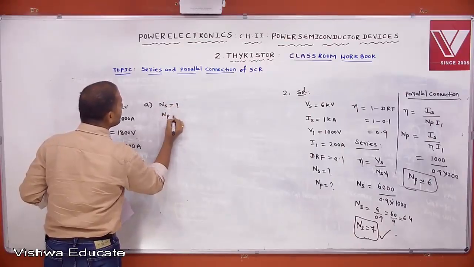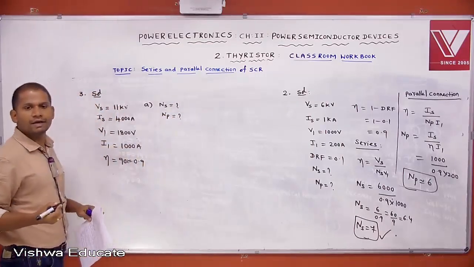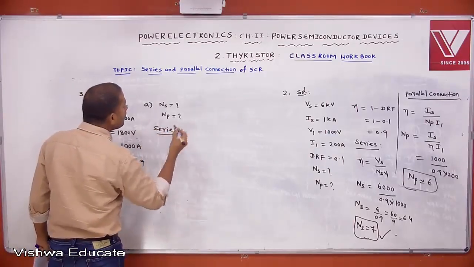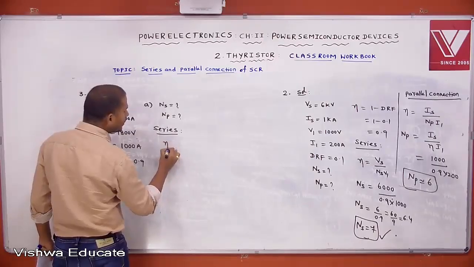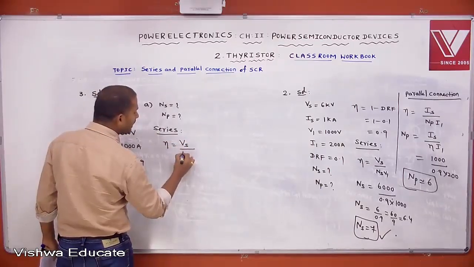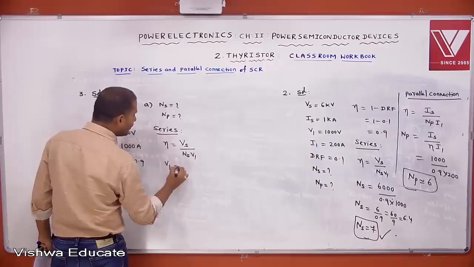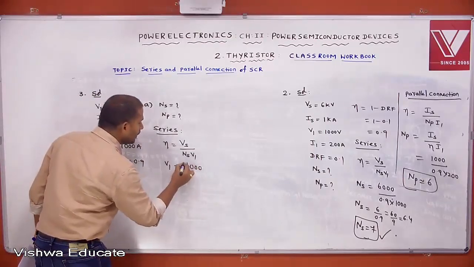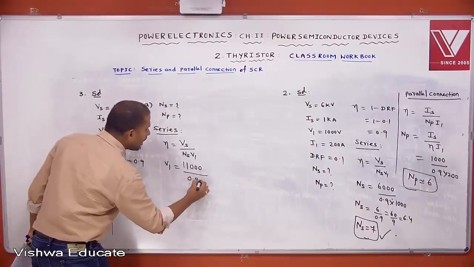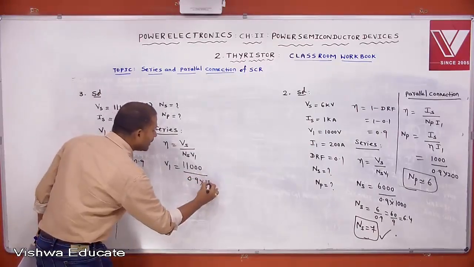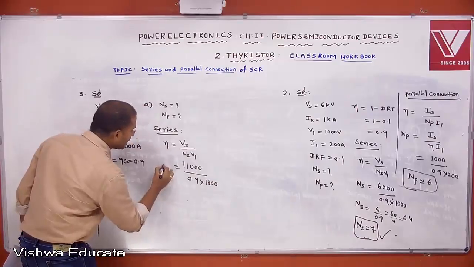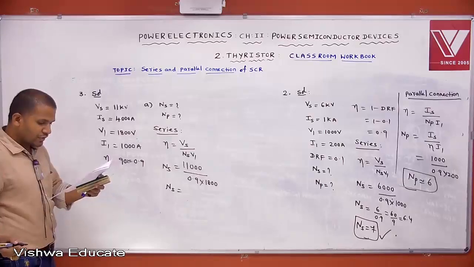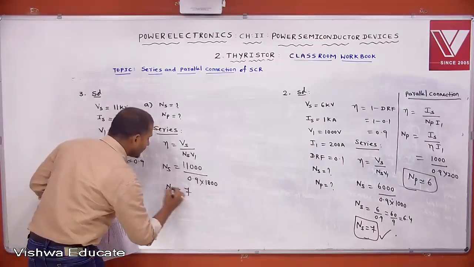The first question is the number of series and parallel connected SCRs. First we will see for series connection. For series, eta equals Vs by Ns into V1. Here the string voltage is 11,000, the string efficiency is 0.9, and V1 is 1800. Then we can get the number of series connected SCRs: Ns is nearly equal to 7.